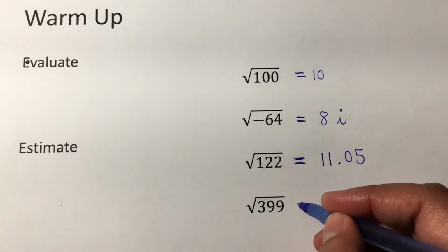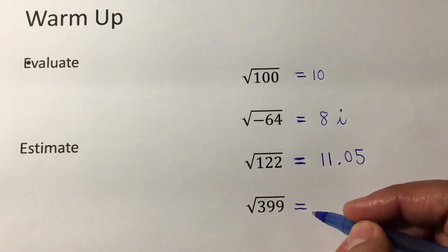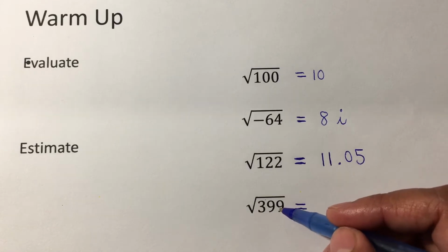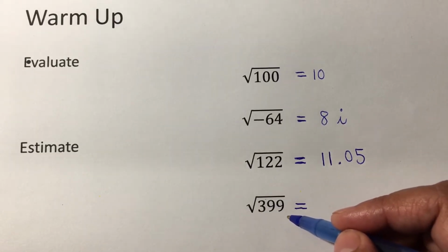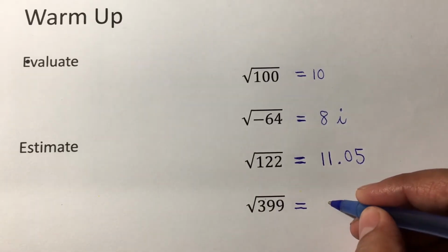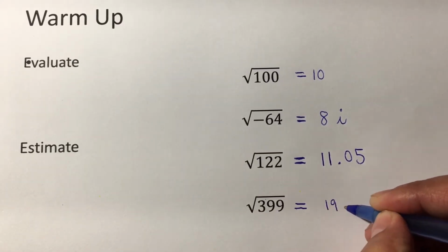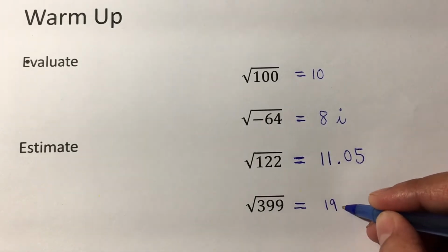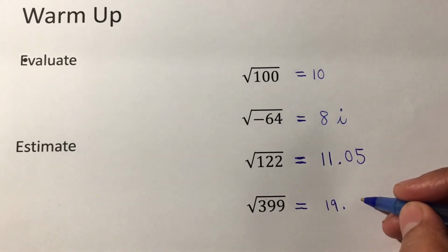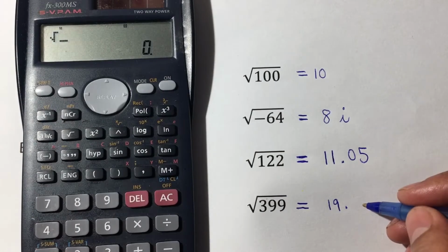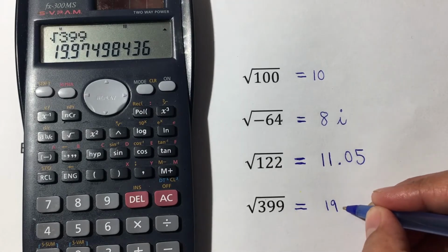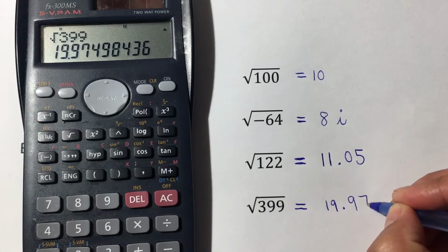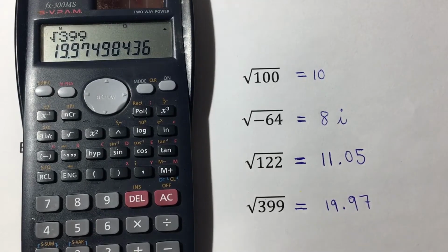This one right here is very close to 400, and 20 times 20 will give you 400. So that means that is 19 point, I'm even going to say maybe around 8 or 9, but let's see. Square root of 399, it's 19.97, so it's very close to 20, okay? 19.97 when we round it to the hundredths.